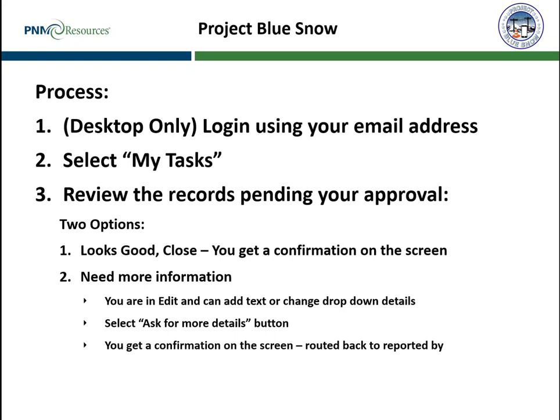If the record looks good, you're satisfied everything's been done, you click on close, you get a confirmation on the screen, and the record drops off your list. If, however, you need more information, you are brought into the ticket in edit mode and can add text, ask questions in the text boxes, or change drop-downs if you needed to. You select the Ask for More Details button up in the top in the action area. You'll get a confirmation on the screen that the work's been done, and the case gets routed back to the person who reported the safety engagement.